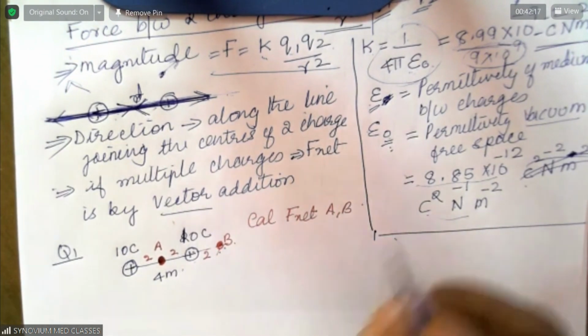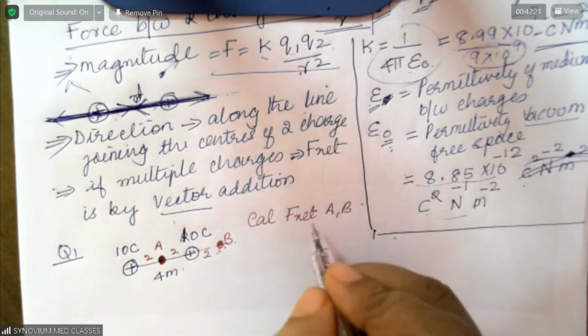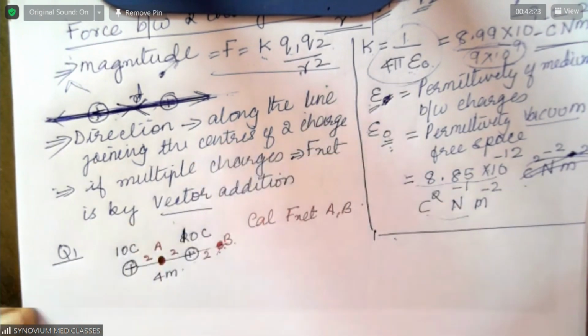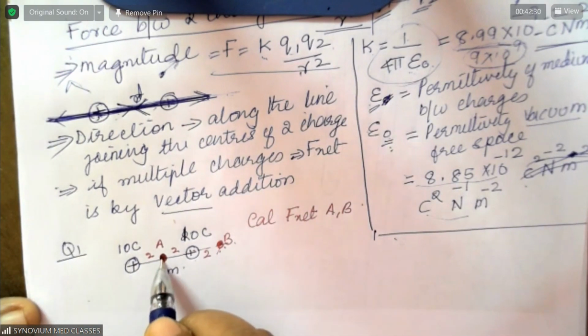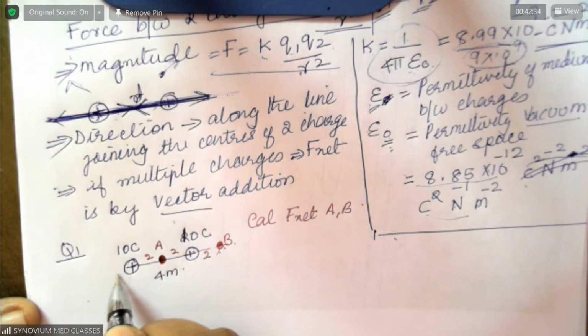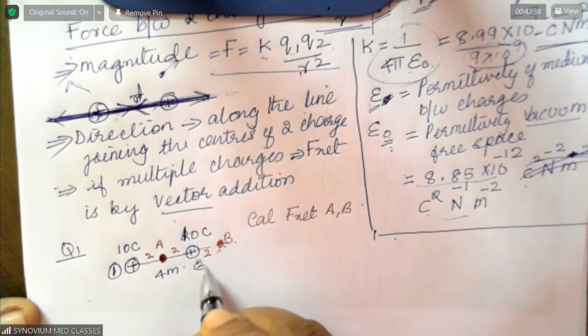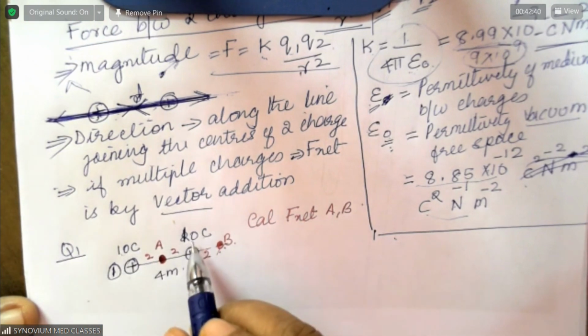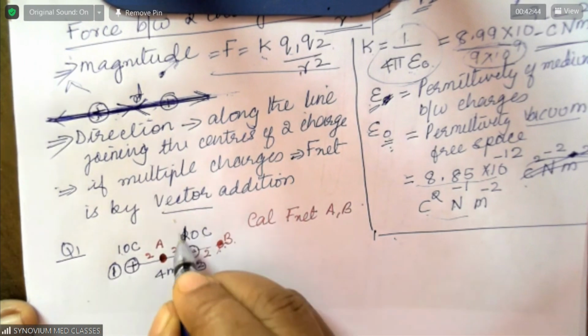Magnitude, how will you find? By the formula. And direction. Yeah, I'll show you one. So the force at A due to this charge, let this be charge 1 and this is charge 2. Because both are 10 coulomb, it is the same. Let this one be 20 coulomb.